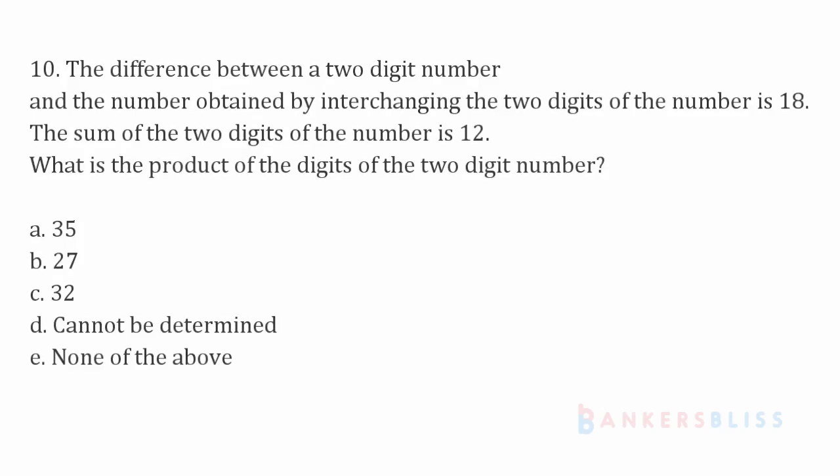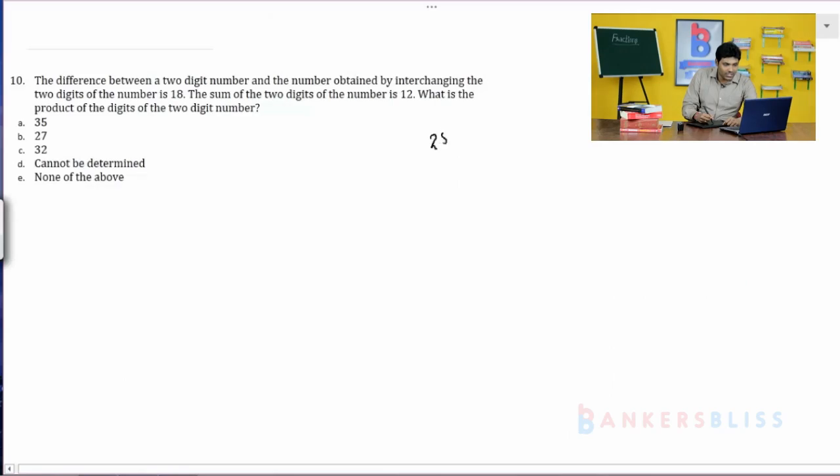For example, consider the digits are 25. Now, they are interchanging the digits, then it is going to become 52. And they are telling the difference between these two. Difference between these two is 18. So, like that we have to calculate the sum of the 2 digits, that is nothing but 2 plus 5 or 5 plus 2, like that you should get 12.